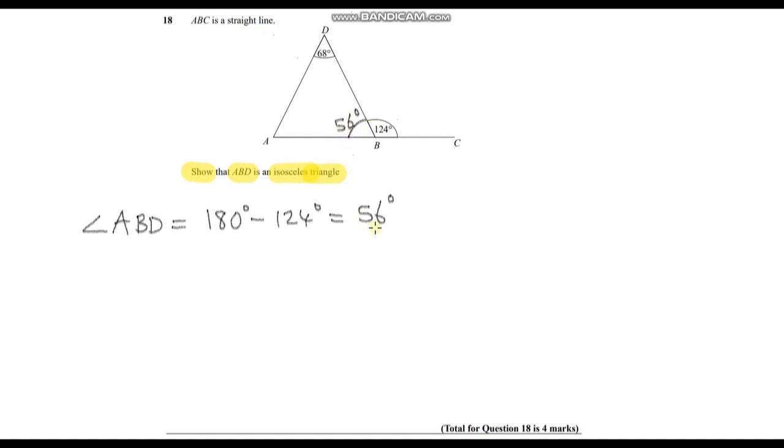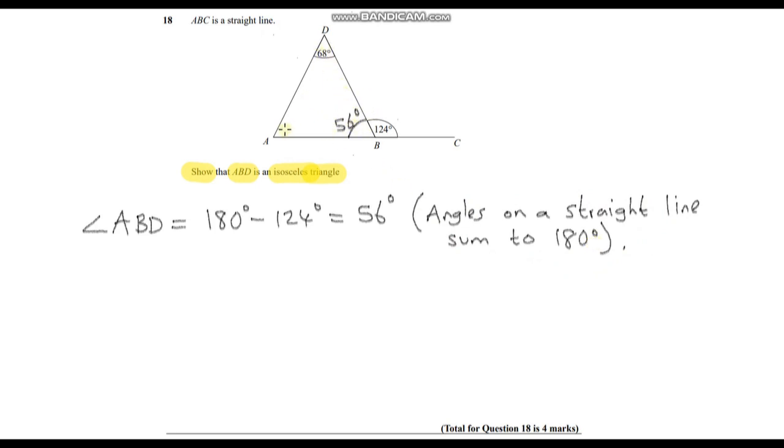One really important thing to mention is that whenever you say what the size of an angle is, you have to say why. The reason that this is 56 degrees is because I used the fact that angles on a straight line add up to 180 degrees. So I have to write that down: angles on a straight line sum to 180 degrees. That's really important. If you don't write the reason down, you will lose marks. Now we've found that this angle is 56 degrees.